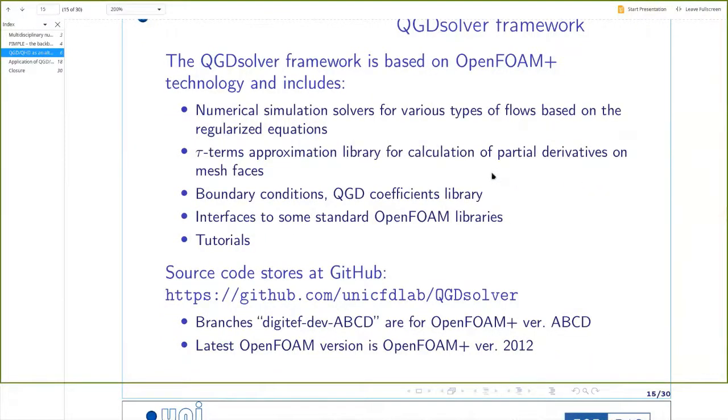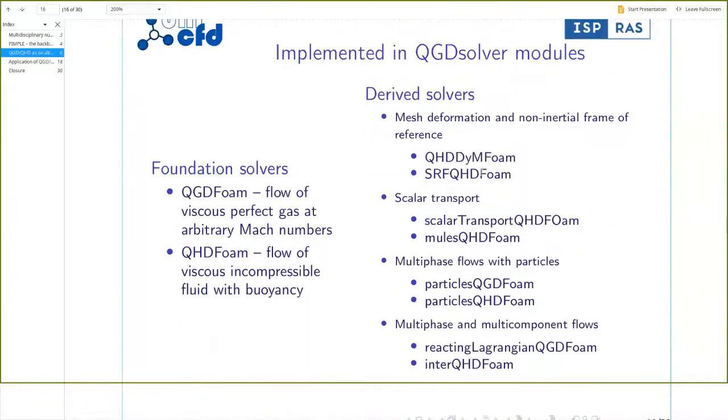According to the stated advantages and drawbacks of this algorithm, we decided to implement it in OpenFOAM, and after that we made the QGD solver library, which includes a small library for approximation of tau terms and several solvers.